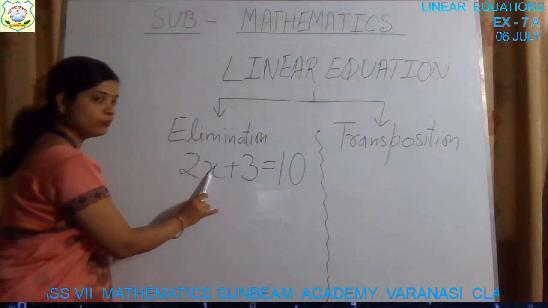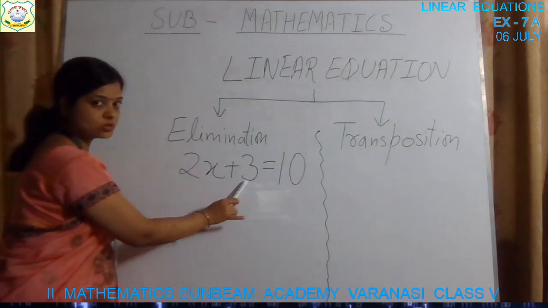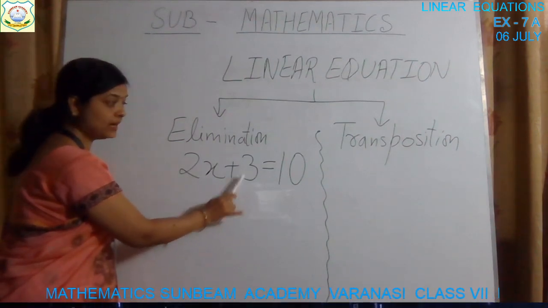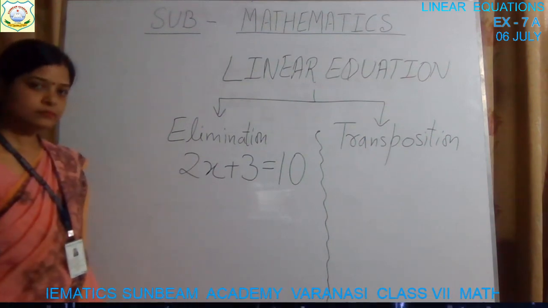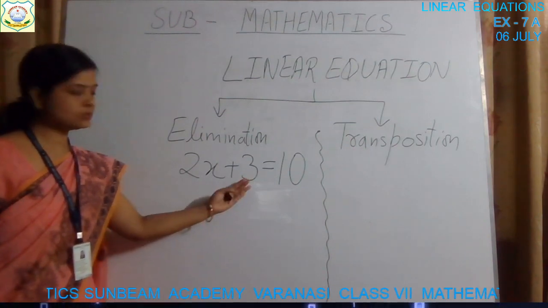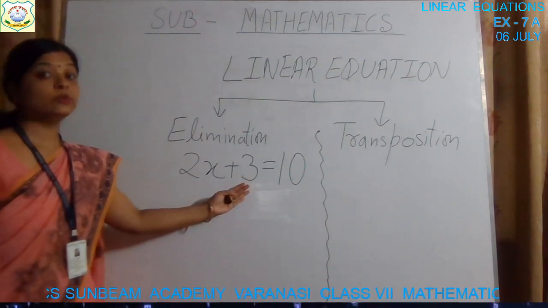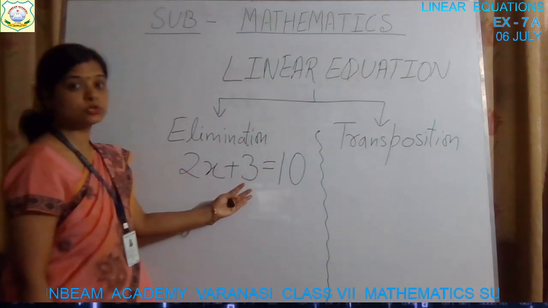So what is attached with x? 2 is attached with x and 3 is also attached with x. So first we will eliminate 3. How will you eliminate 3? LHS is equal to RHS. If you subtract 3 from here, you have to subtract 3 from RHS also.